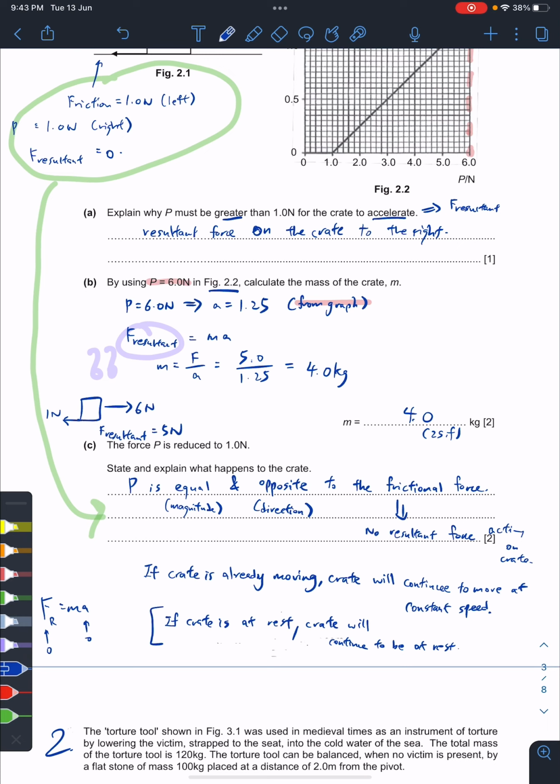Okay, this is extra, don't need. Because why? The question already say it's moving. Then now I reduce the force. But this segment is just for you in case you wanted to know more. Yep. Alright.